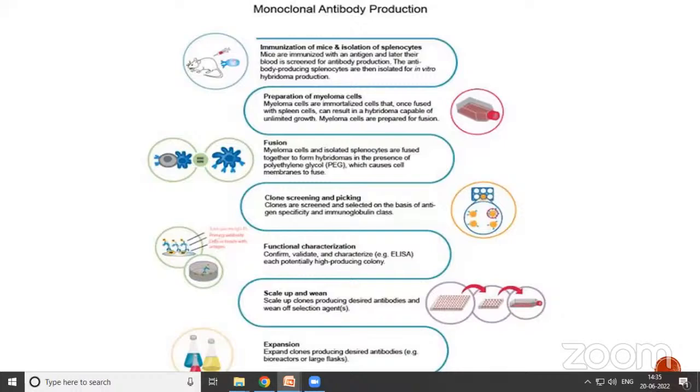Next step is clones are screened and selected on the basis of what type of antigen specificity. Then the functional characterization: confirm the function and characterize each potentially producing colony by antigen. Scale up and wean: scale up clones producing desired antibodies and wean off selection agents. Then the last process is expansion. The clones which are expanded produce the desired antibodies.